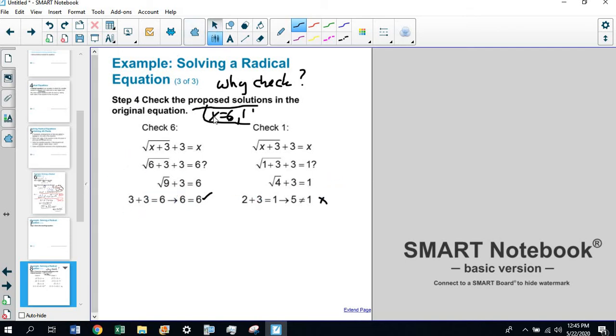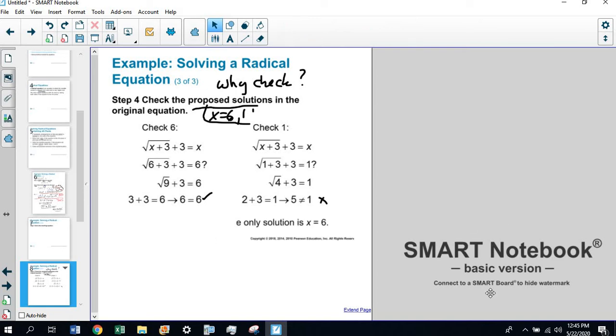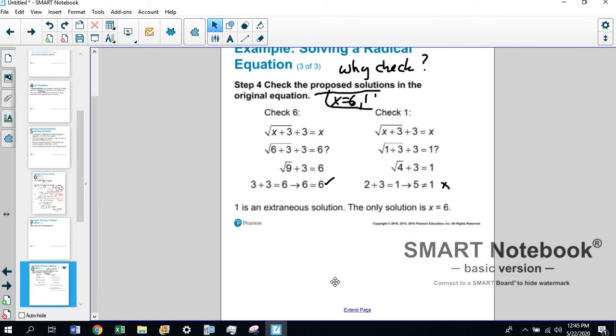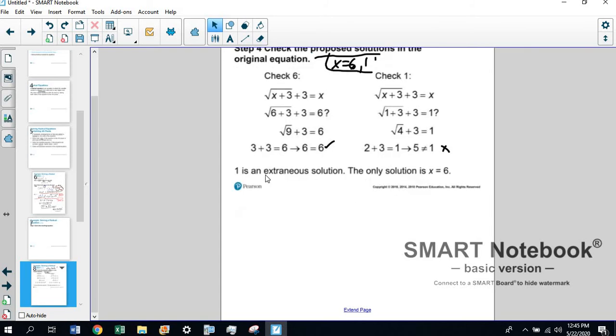All right, so I'm not sure why that slid over like that, but basically what do we have? We've got the only solution is x equals 6. 1 is what's known as extraneous. Okay, it's extra. So we throw it out. x equals 6 is the only answer.